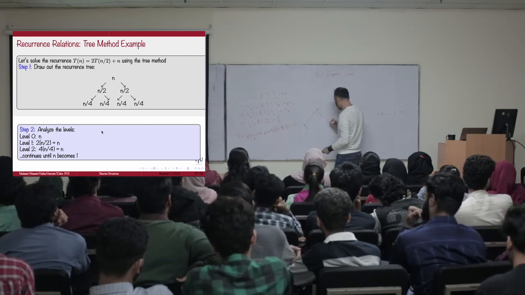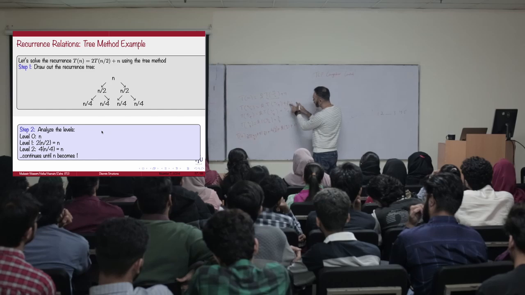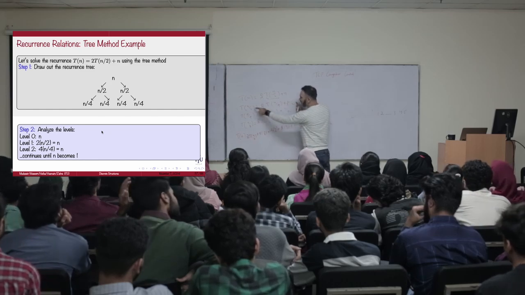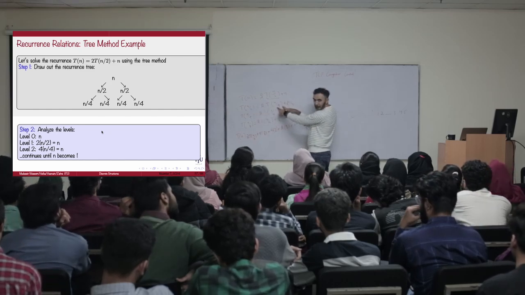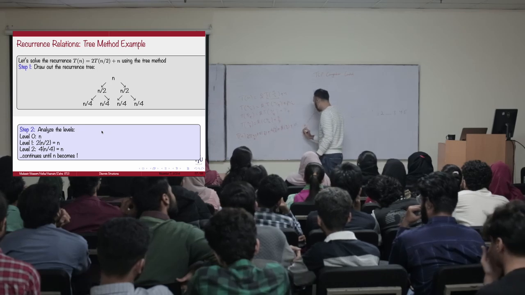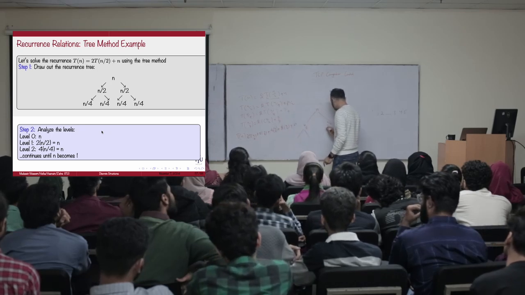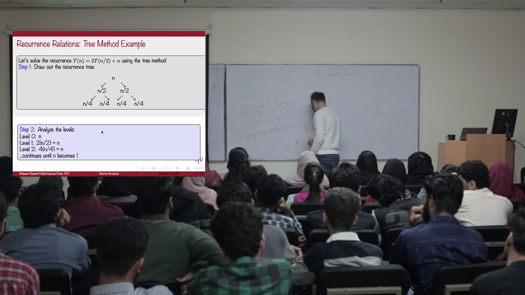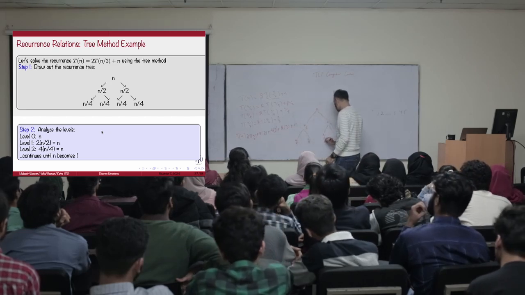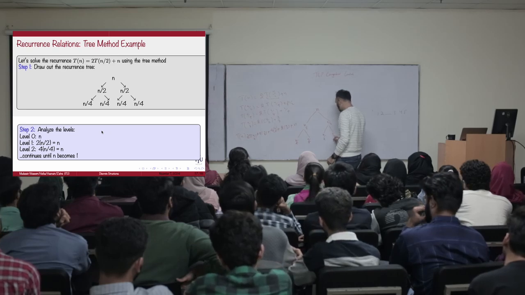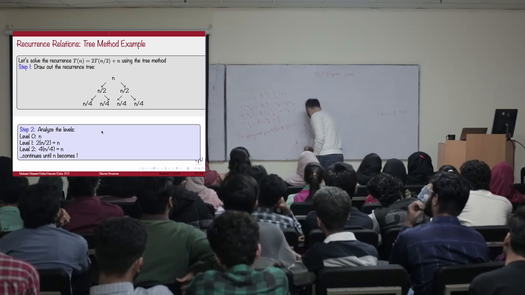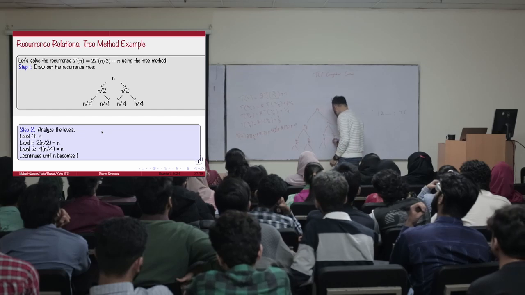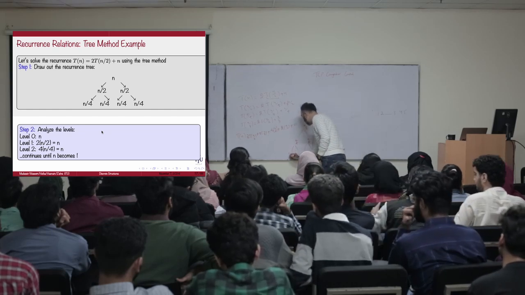n over 2, n over 2. At each of these calls, I'm going to make two calls. So I would have two calls for each one of them. This would be n over 4, this would be n over 4, this would be n over 4, and this would be n over 4. I'm going to make two calls, each one is n over 8.